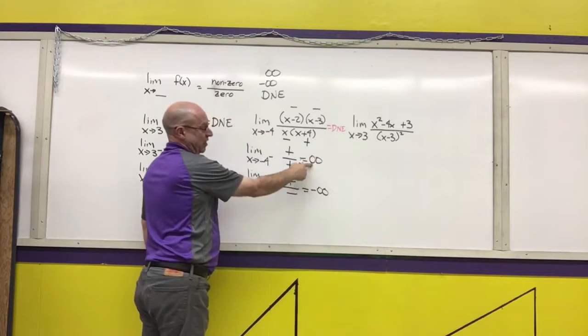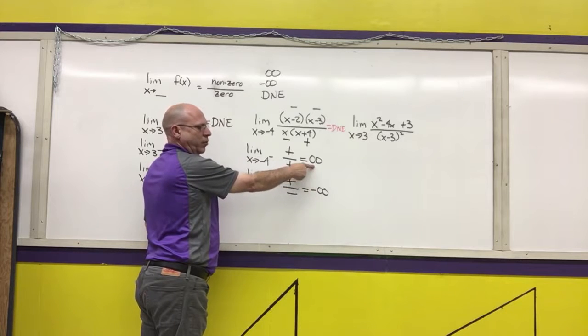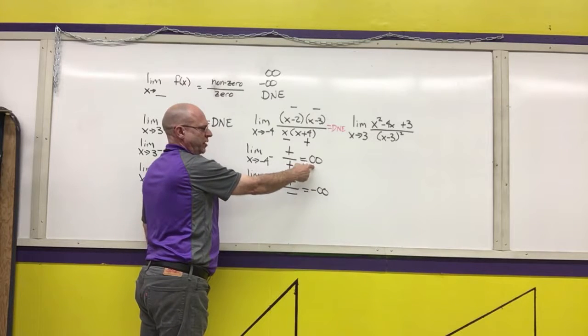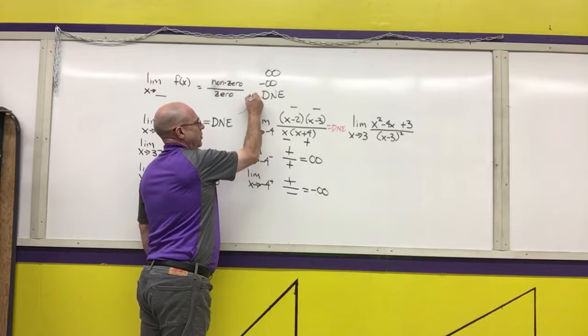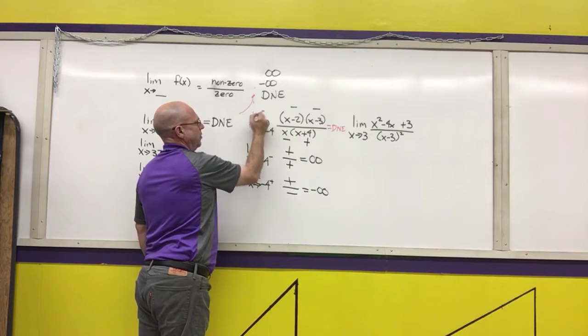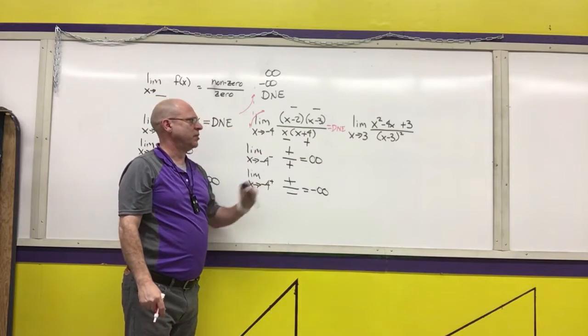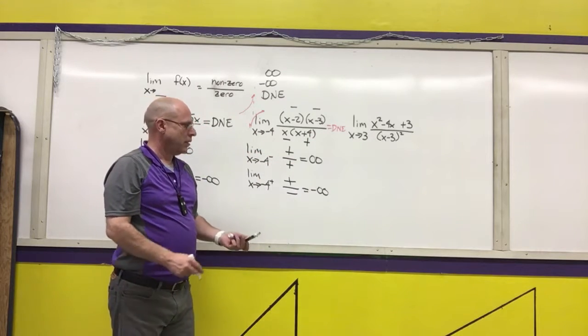I'll tell you that this actually helps me, because this helps me graph the function. I could graph it as it approaches from the left, it would approach that direction, and if it approaches from the right, it would go that way. So even though we have a limit that does not exist, it does help us when we want to graph a function.